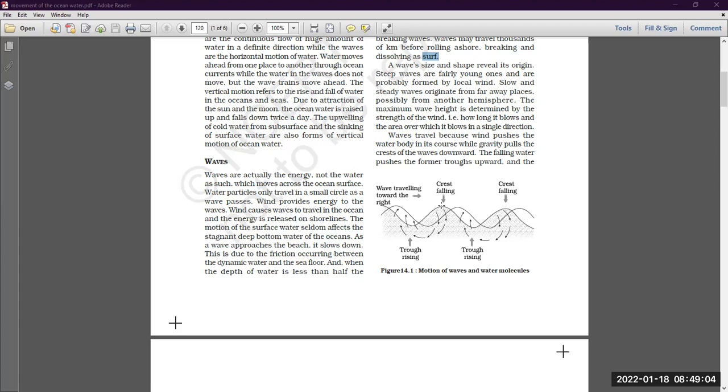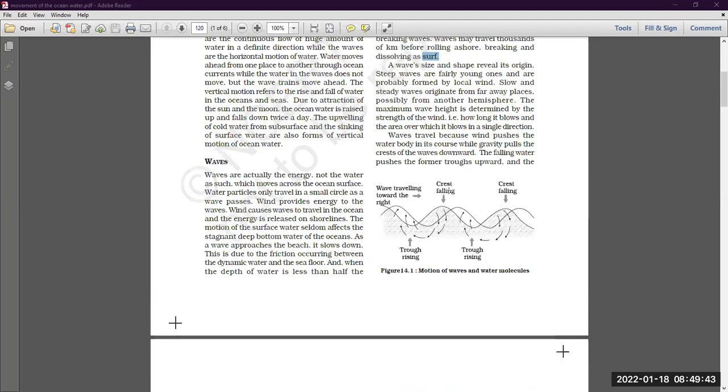What do you understand by crest? What do you understand by trough? Crest is the highest point of a wave and trough is the lowest point of the wave. Other than this, we also discussed the wavelength. Wavelength is the horizontal distance between two successive crests. So between this highest point and that highest point of two waves, this horizontal distance is the wavelength.